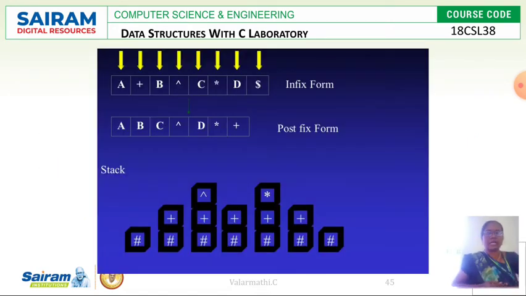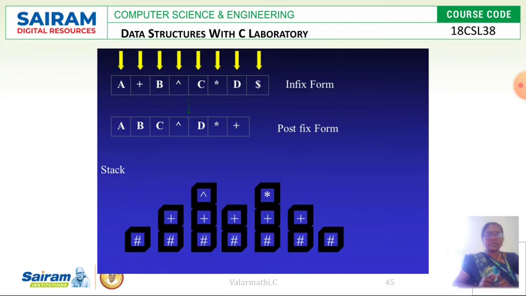So the first task is conversion of expressions. In this we are going to convert infix expressions into postfix, right? This diagram shows the infix expression: A plus B power of C star D. This expression is going to be converted into a postfix expression. How it is done with the help of a stack, I'll tell you.